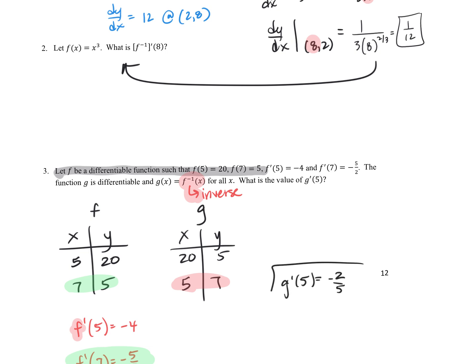Negative 2/5. Done. What trick they want us to fall into is they want us to say, oh, well, f prime of 5, because they gave it to us, was negative 4, so the inverse will be negative 1/4. And we're not going to do that. We need to go to its inverse point, find its slope, and then flip it.